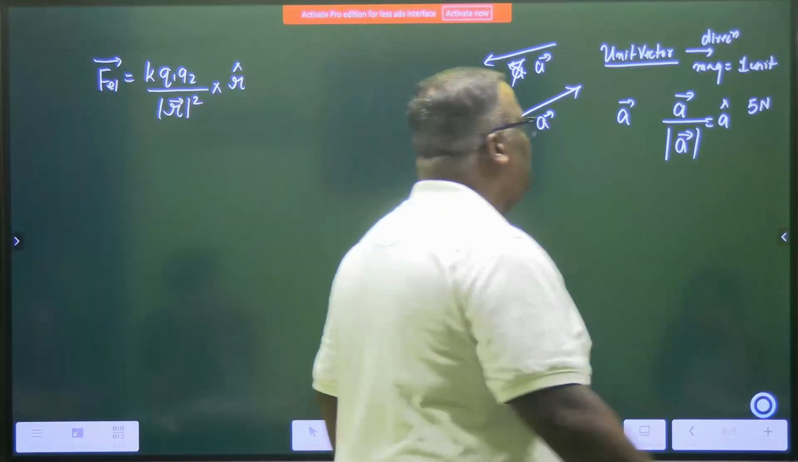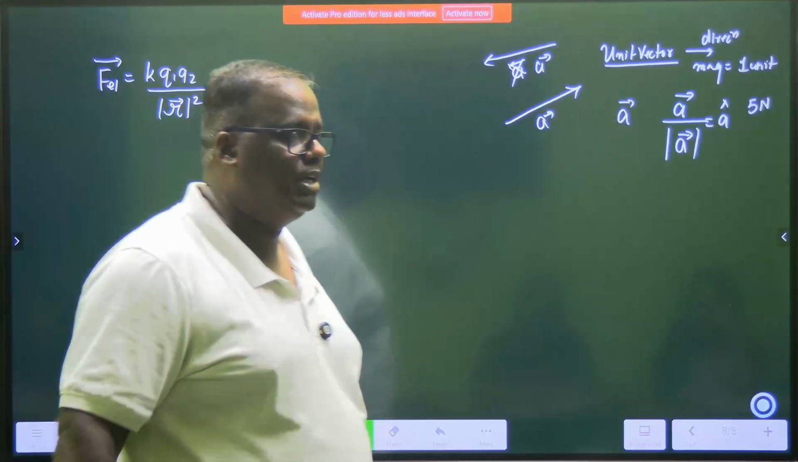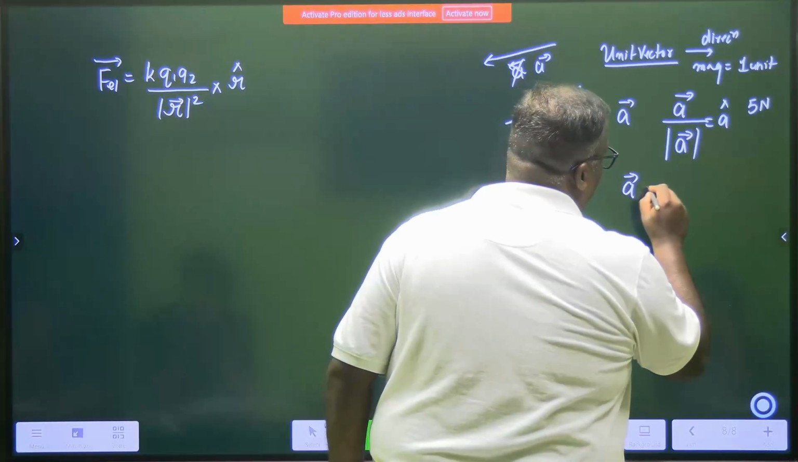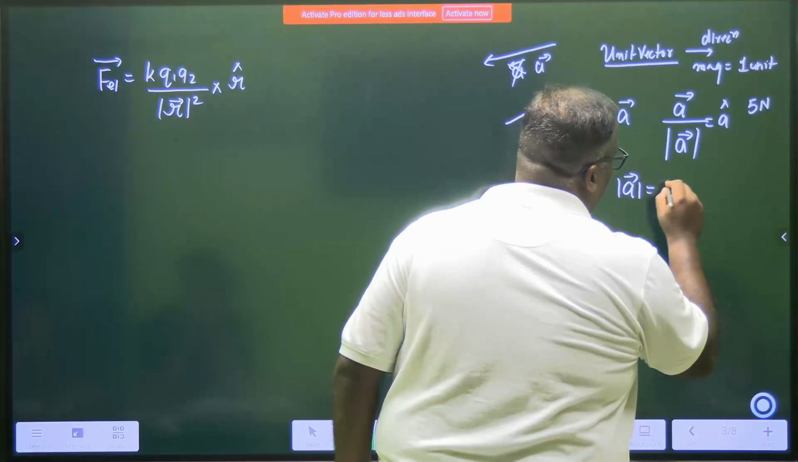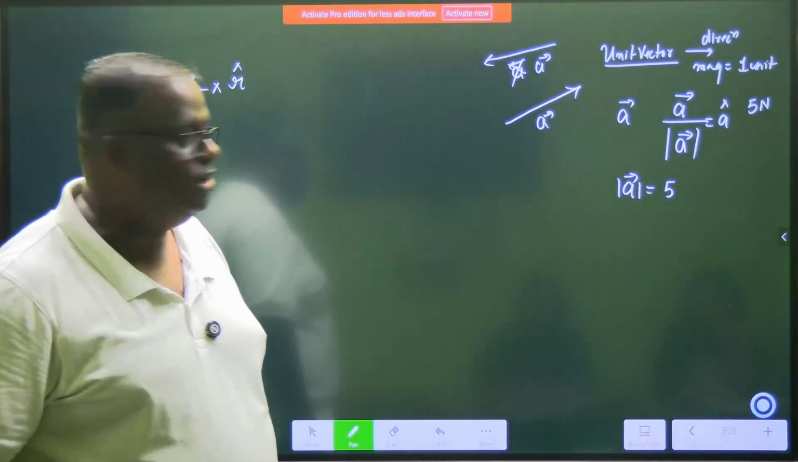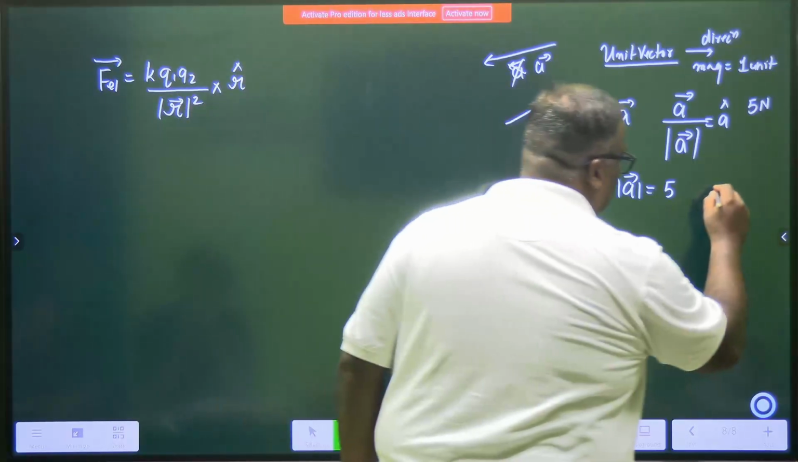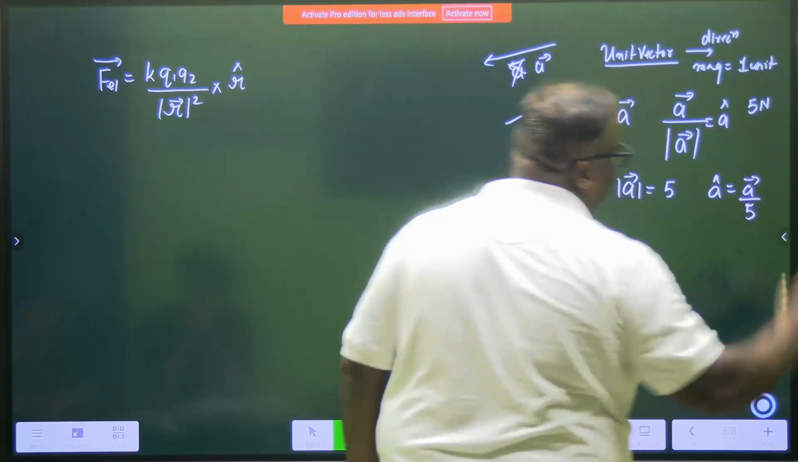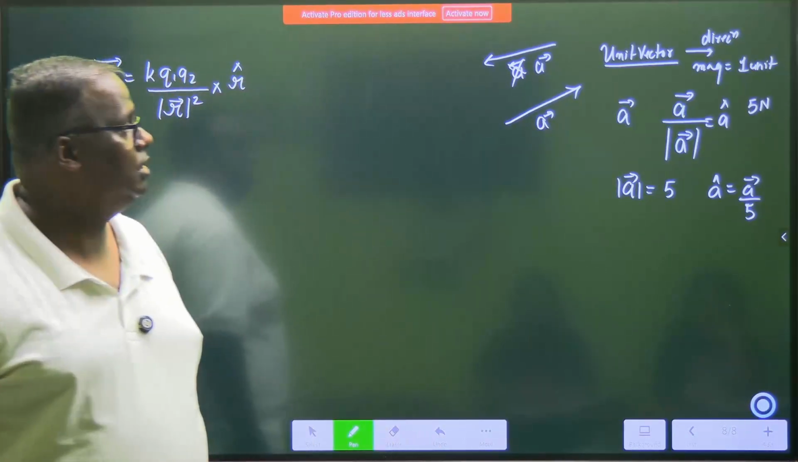Understood? This is known as the unit vector. So if somebody tells you that A is a vector whose modulus is equal to 5, what is the unit vector of A? The unit vector will be the A vector divided by 5. This is the unit vector. Is this thing clear?